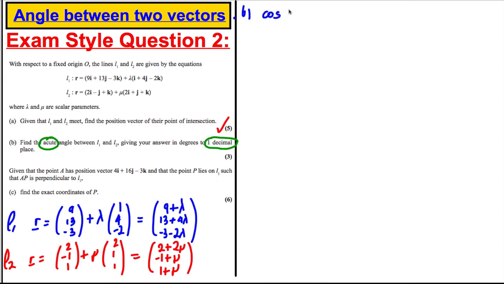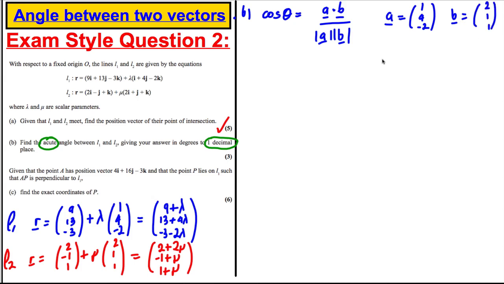We're going to say that cos theta is going to be equal to A dot B over the modulus of A multiplied by the modulus of B. And we're going to let A be the direction part of line 1. So the direction part is 1, 4, negative 2. And we're going to let B equal the direction part of line 2, which is 2, 1, 1.